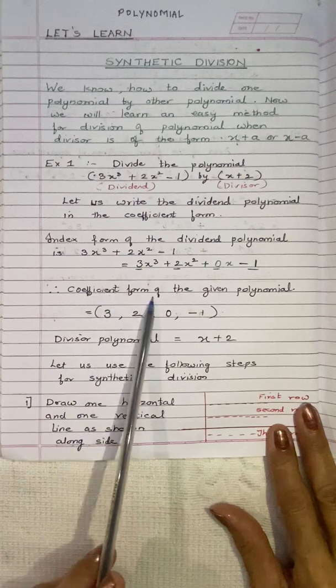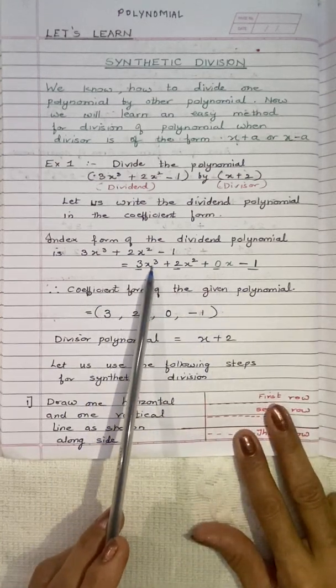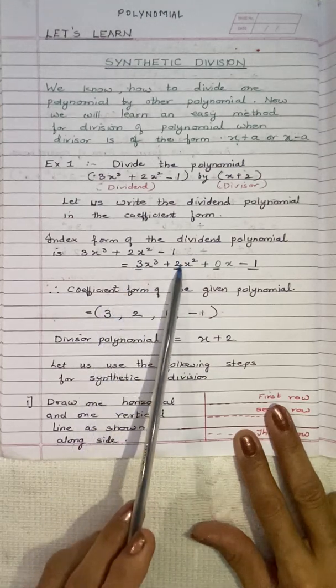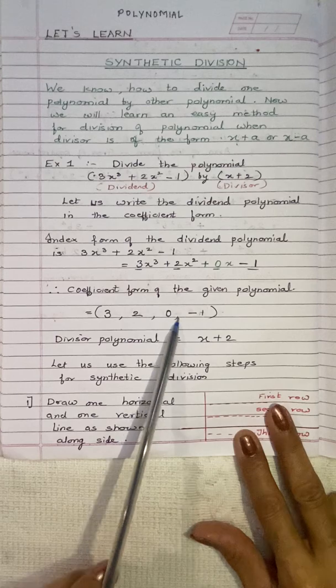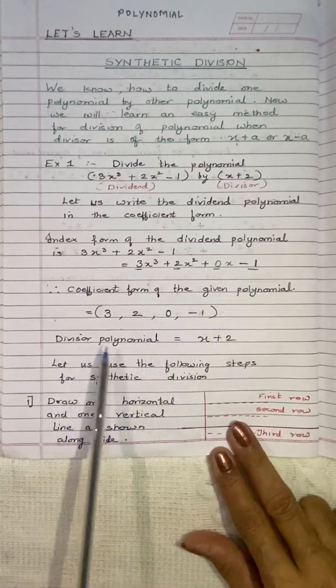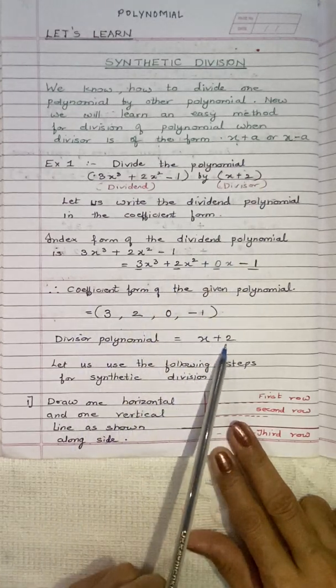Therefore, the coefficient form of the given polynomial: the coefficients are the numbers which are written before the variable. So, 3, 2, 0 and negative 1. Now, the divisor polynomial is x plus 2.